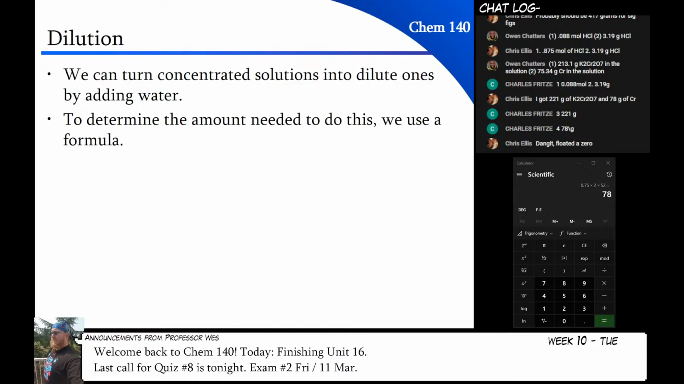Any solution that's concentrated, you can add water to it and dilute it. And the way that we do this is we use this formula. This is a very simple formula, but very, very important. This formula works only for dilutions. Do not use it anywhere else. You will be tempted to, and you'll get whatever you're working on wrong. So don't do it. Only use this for dilutions. So check your problem, make sure that the question is asking you to dilute something, and then you'll apply this formula.